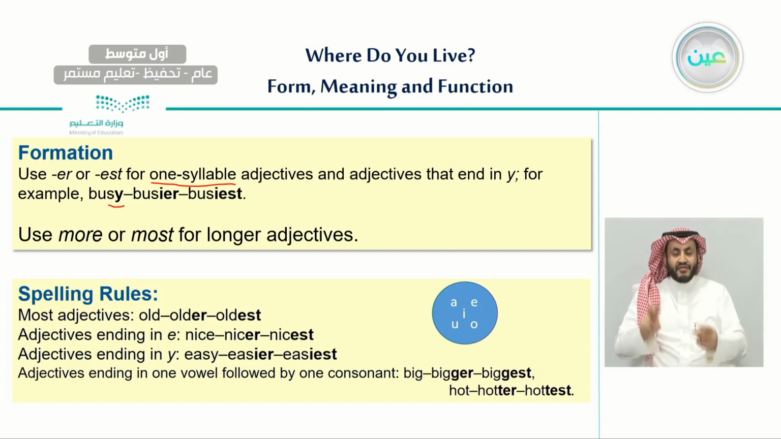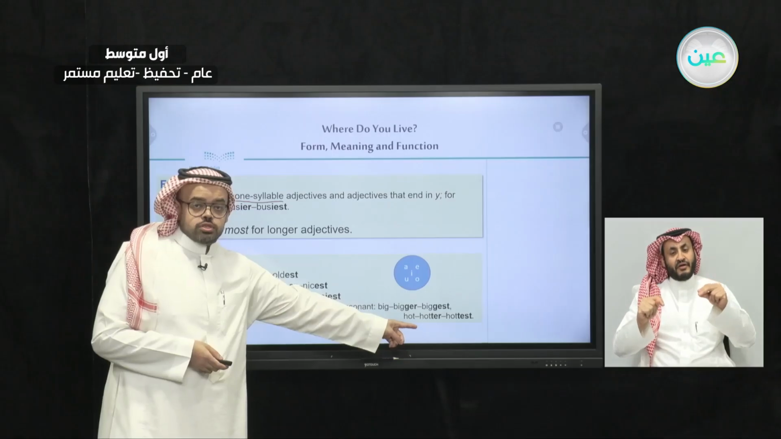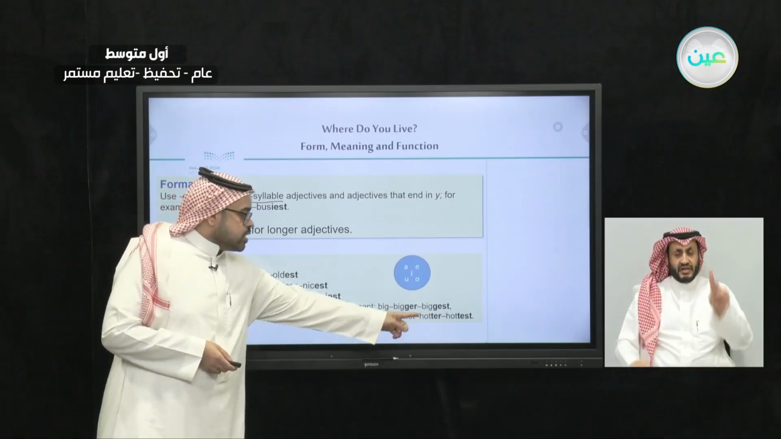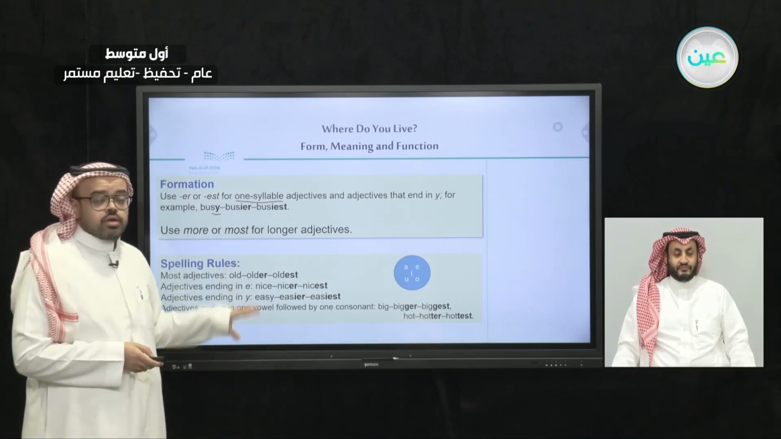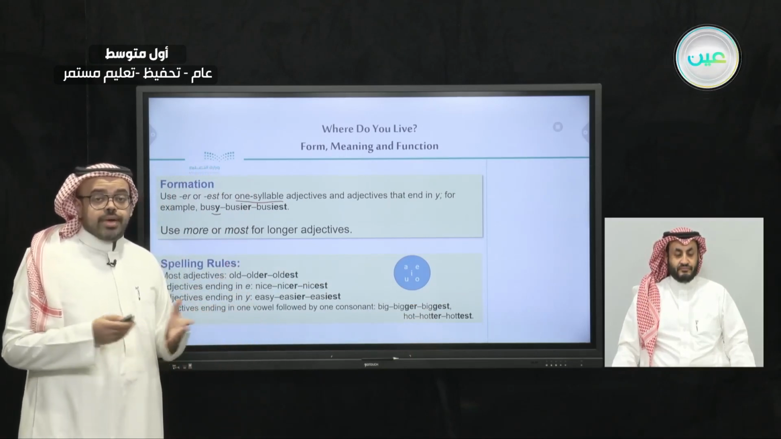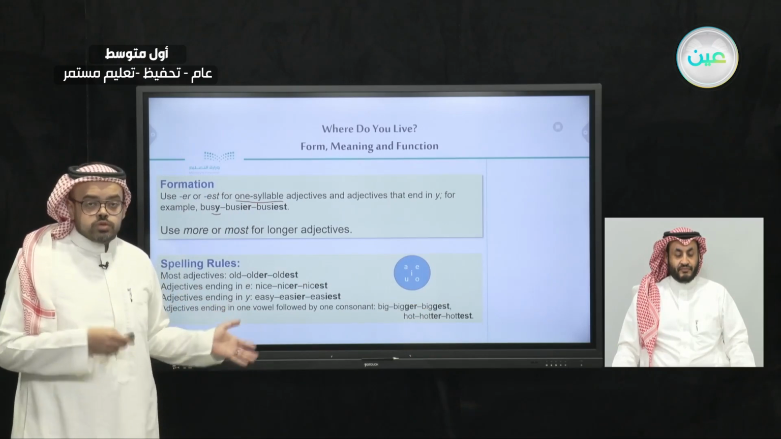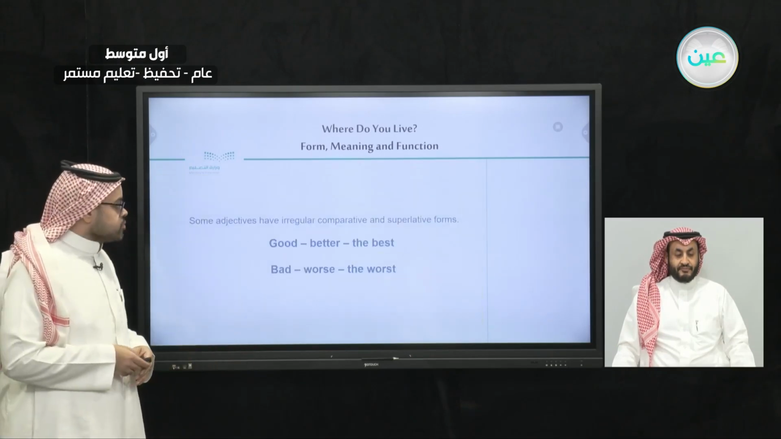You see how we double it here? Big, bigger, biggest. And also another example with hot. Here we have a vowel which is O followed by the consonant T. Hot, hotter, the hottest. So these are the spelling rules that we need to pay attention to if we want to use them in comparison.